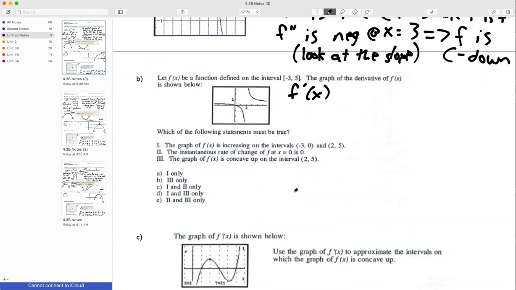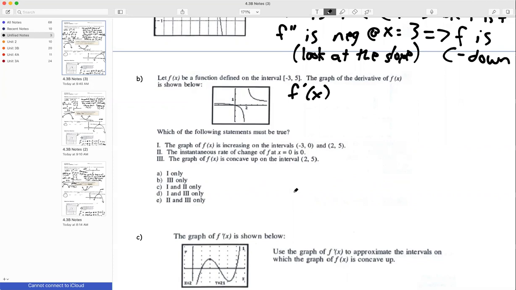All right, here we go. Let's take a look at this. Let f of x be a function defined on the interval from -3 to 5. The graph of the derivative of f of x is shown below. So this is f prime of x. I'm going to label it because I get confused sometimes. So this is f prime of x. Which of the following statements must be true?